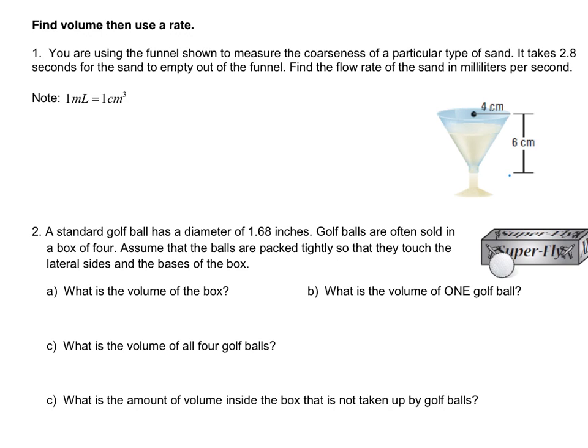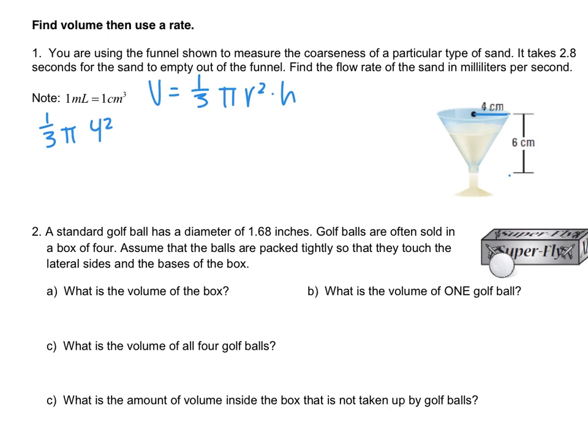So even though, yes, this has an opening at the bottom, we are just going to use our regular cone formula. We're not going to worry about the little bit of difference there at the end. And so we're going to find how many milliliters of sand are in that cone when it's full. So cone formula, we've got volume equals 1/3 pi r squared times height. So we've got the radius is 4 and the height is 6.